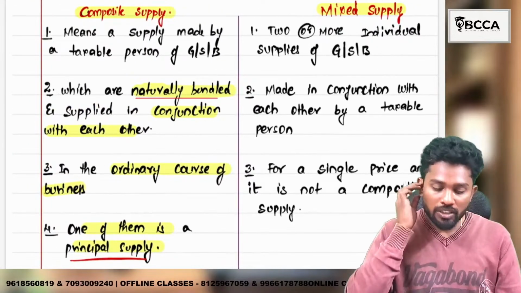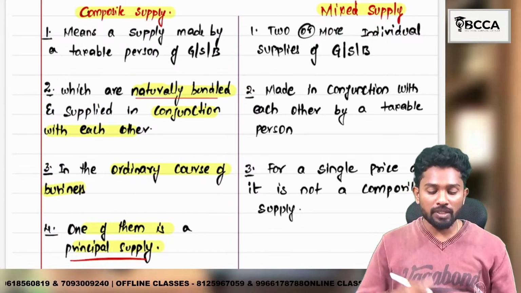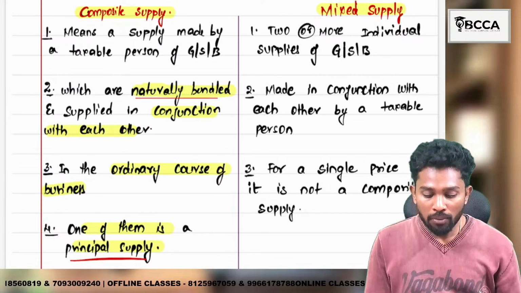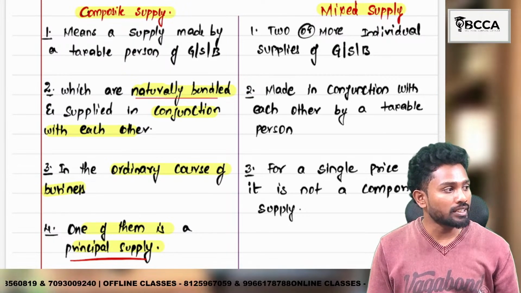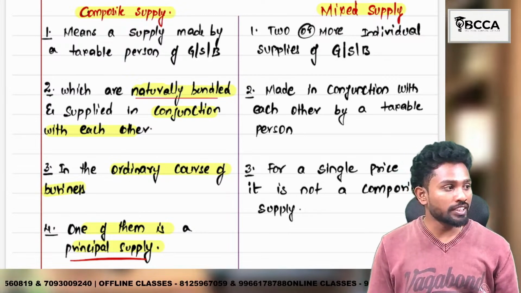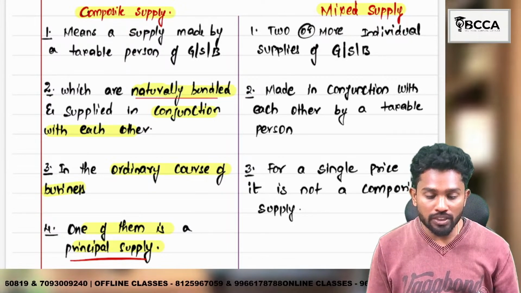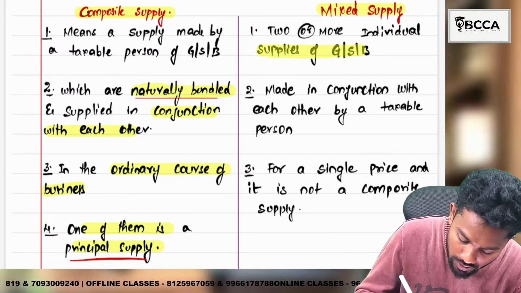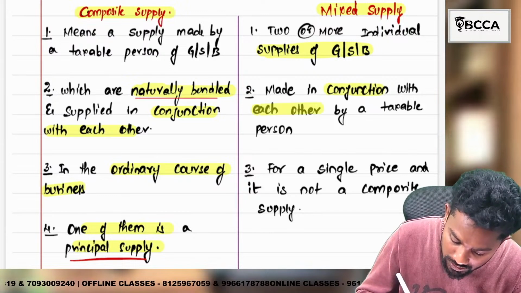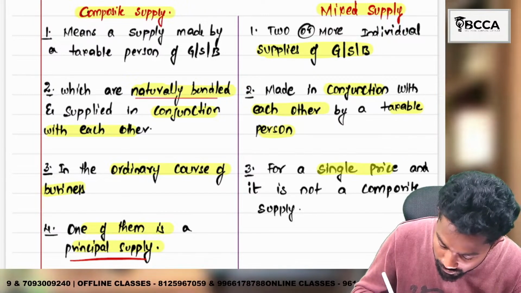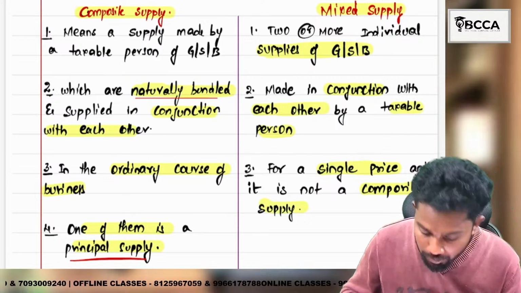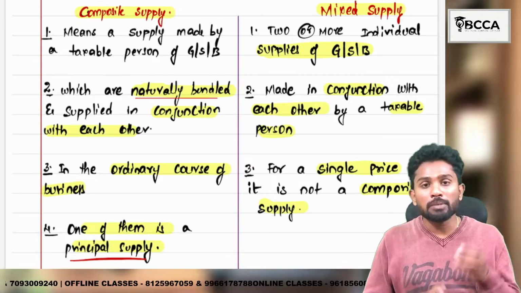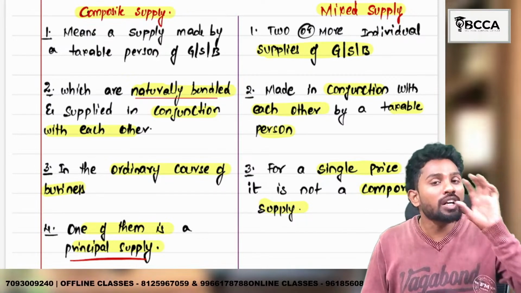See here, mixed supply means two or more individual supplies of goods, services, or both, made in conjunction with each other by a taxable person, and for a single price. It is not a composite supply. So here also two or more supplies are made in conjunction with each other, but for a single price only, and it is not a composite supply.